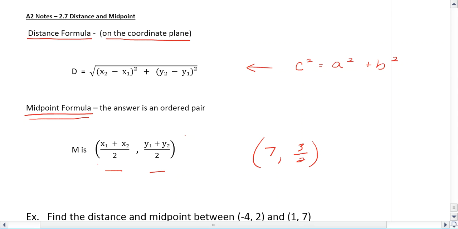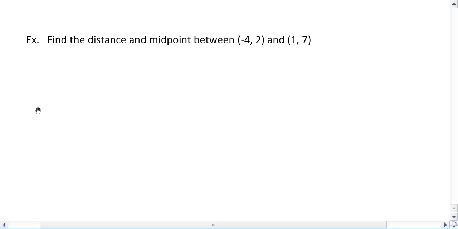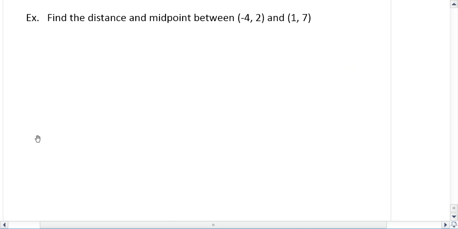So we just need to look at one example, and I think that's all we need for this section. We're going to find the distance and midpoint between the ordered pairs -4, 2 and 1, 7. It really doesn't matter which one you call x1, y1 or x2, y2 as long as you're consistent. So I'm just going to label them so that I don't make a mistake.